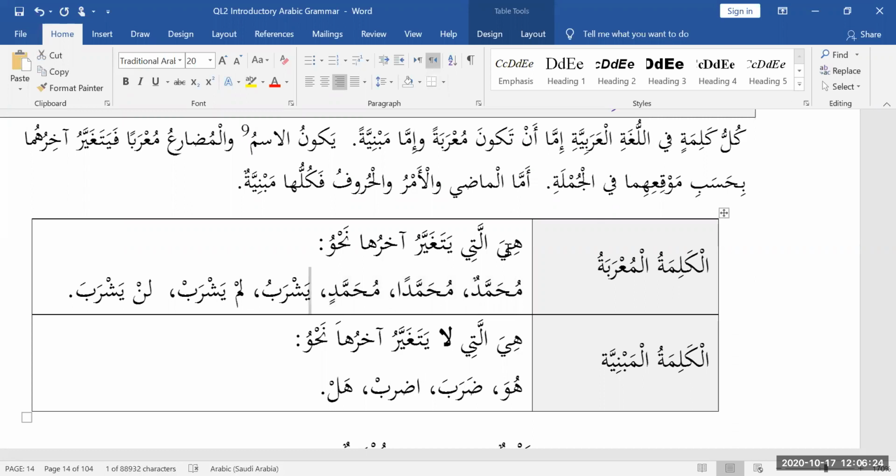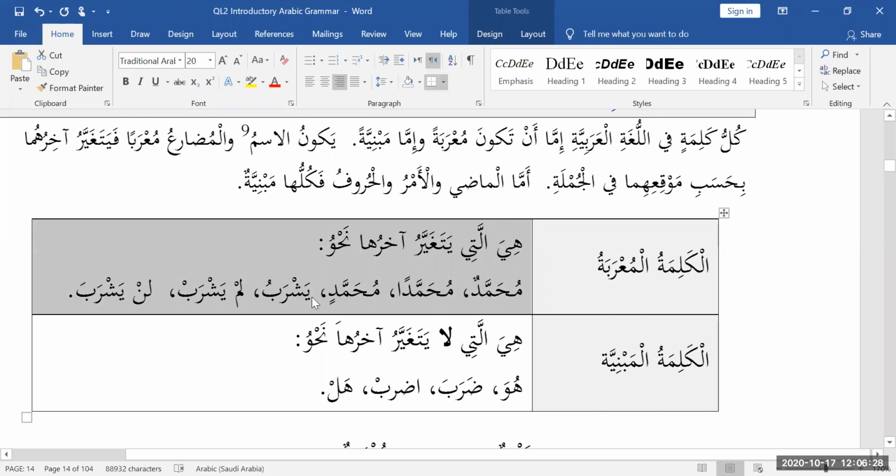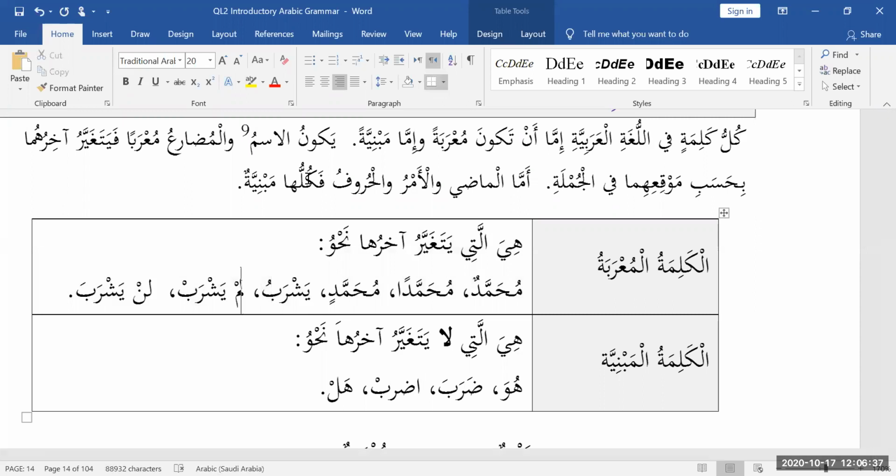and mudari, like yashrabu, lam yashrab, lan yashraba. Look at these three examples. Yashrabu, what is the ending of al-mudari? Dhamma. Lam yashrab, what is the ending of mudari? Sukun. Lan yashraba, the ending of mudari has a fatha. Why is the ending changing? Because the grammatical function has changed a little bit, or because other words are impacting this word.